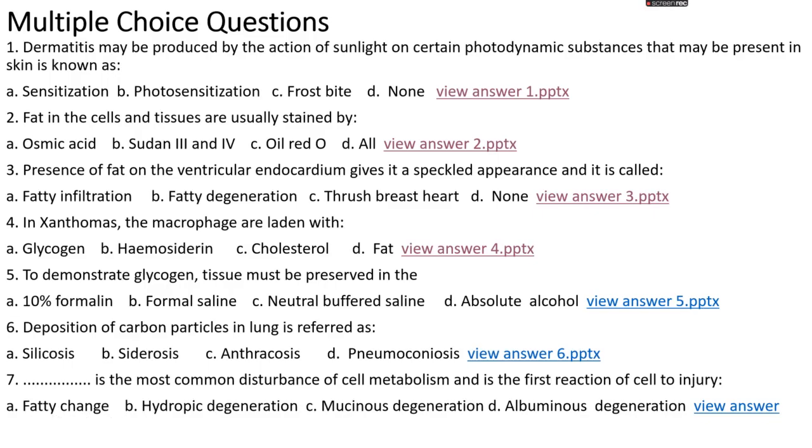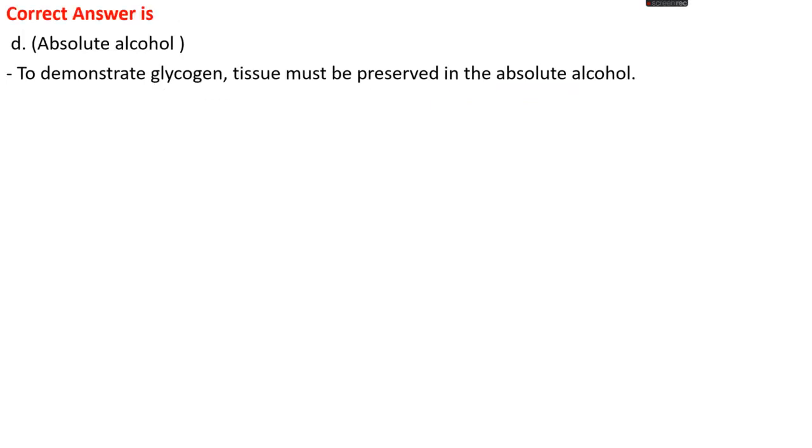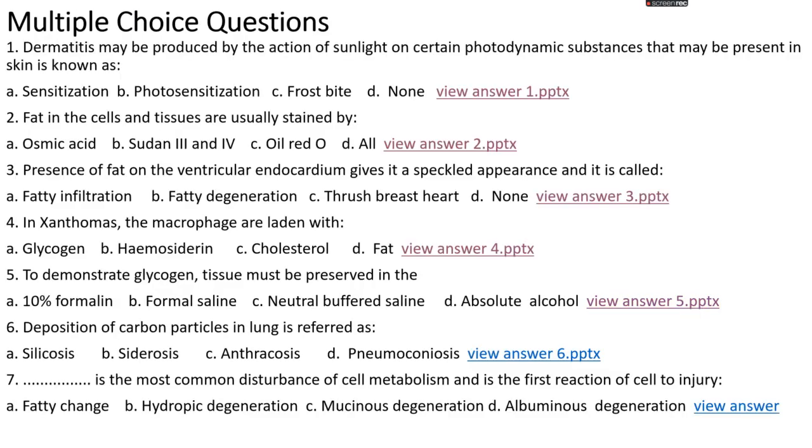Question number five. To demonstrate glycogen, tissue must be preserved in: option A, 10% formalin; option B, formal saline; option C, neutral buffered saline; option D, absolute alcohol. The right answer is option D, that is absolute alcohol. To demonstrate glycogen, tissue must be preserved in absolute alcohol, which is 100% alcohol.